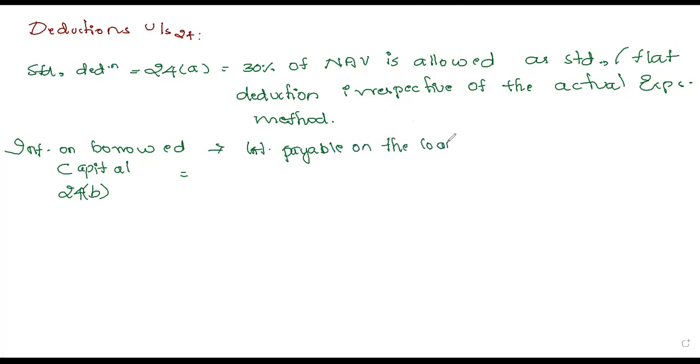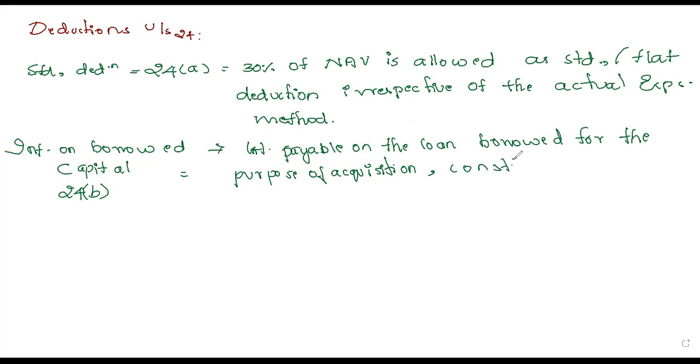for the purpose of acquisition. Here you may take a loan for the purpose of acquisition, which is nothing but you have to purchase or acquire something, and for that purpose you may borrow the loan. Or you may borrow the loan for the purpose of construction. You wanted to construct something, or for re-innovation, for re-innovating something you may borrow the loan.